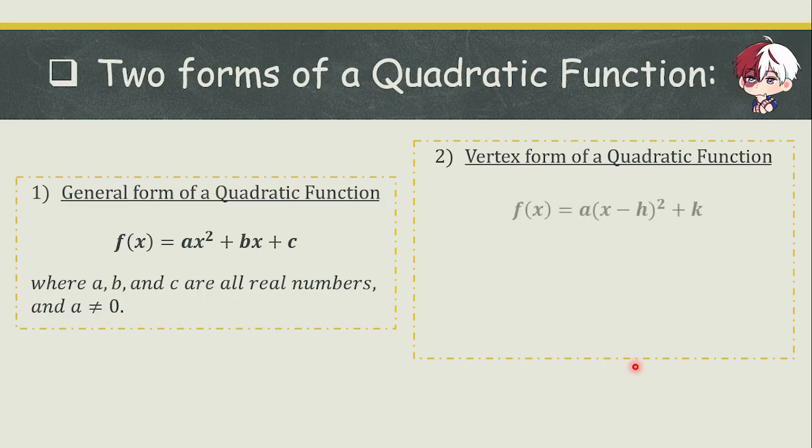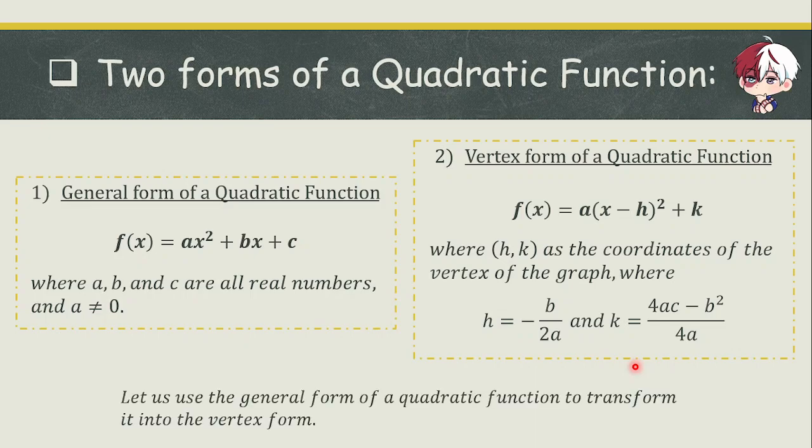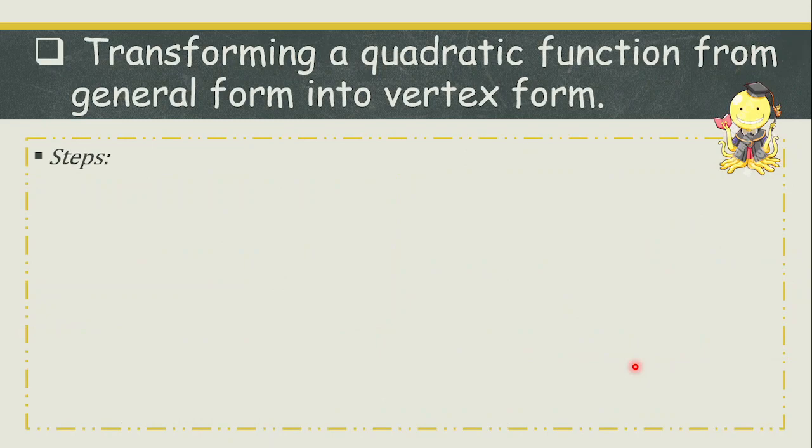The second form, vertex form, is f of x equals a times x minus h squared plus k, where (h, k) are the coordinates of the vertex of the graph, where h equals negative b over 2a and k equals 4ac minus b squared divided by 4a. Let us use the general form of a quadratic function to transform it into the vertex form later on the next slides. But the first examples we need to solve are about finding the vertex. Now let's focus on transforming quadratic function from general form into vertex form.